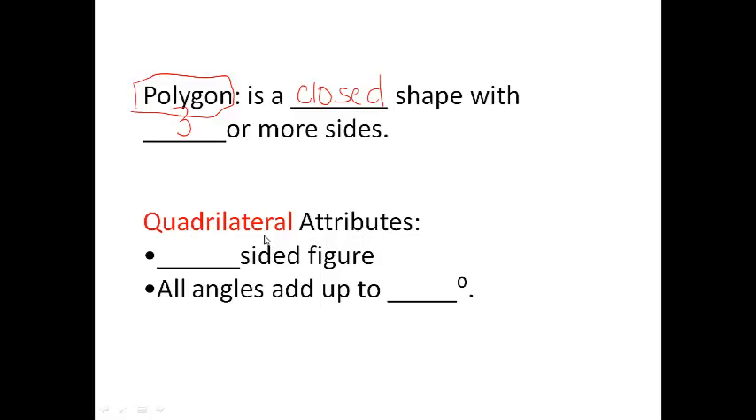Quadrilateral attributes: what does quad mean? Remember we talked about quadrants for a graph. So quad would mean 4. So what do you think quadrilateral means? It would mean a 4-sided figure. Now, all angles need to add up. You learned this in 6th grade. All angles need to add up to 360 degrees, double what a triangle would equal up to. So we need to remember how many degrees add up, because some of our questions can be tricky with that.